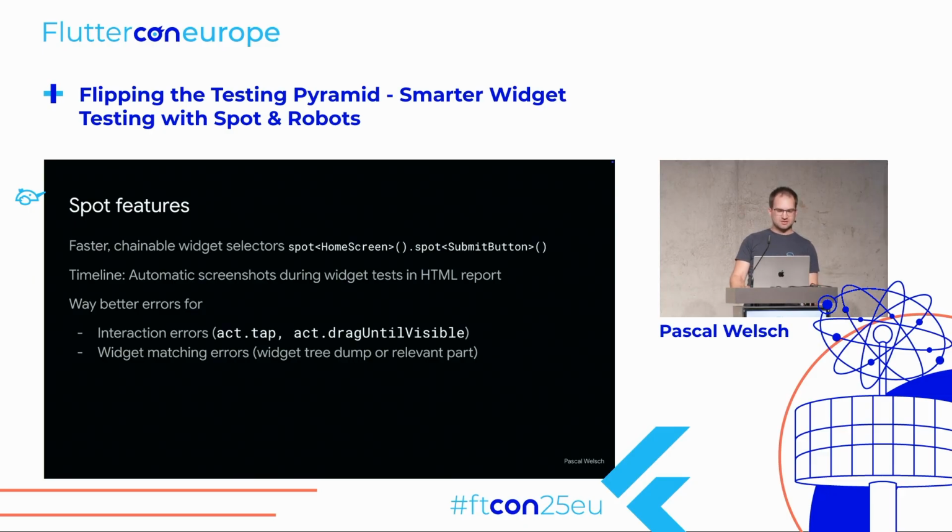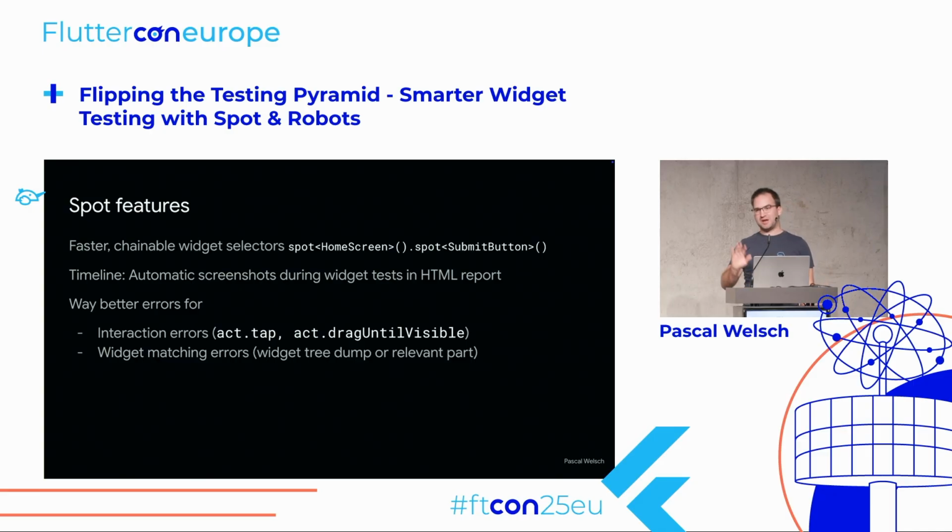My chainable widget selectors are also faster. Because I know I only have to search the home screen for the submit button. I narrow down the search space and make it way faster, whereas the find API uses a different approach and always queries all widgets on the screen, no matter how far or how deep they are.